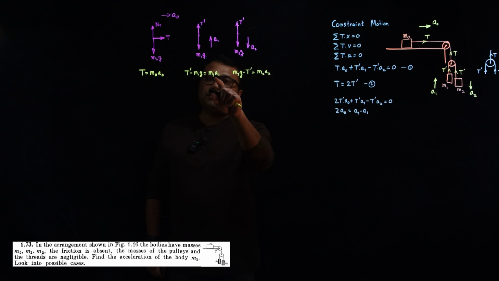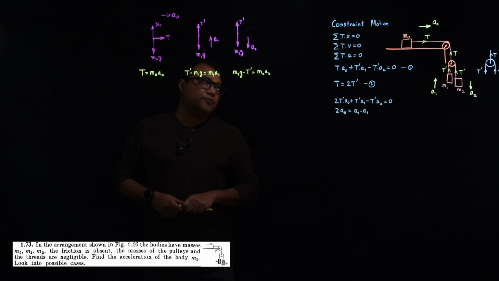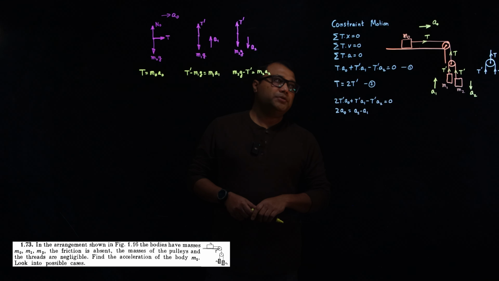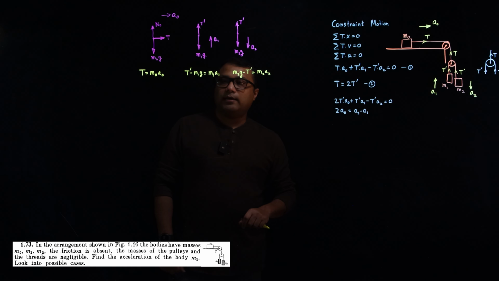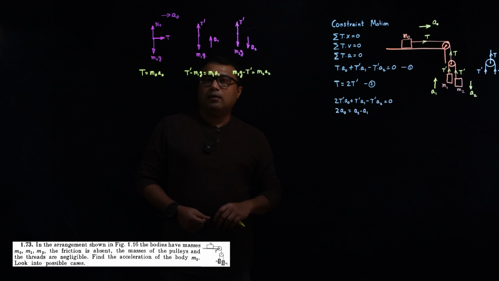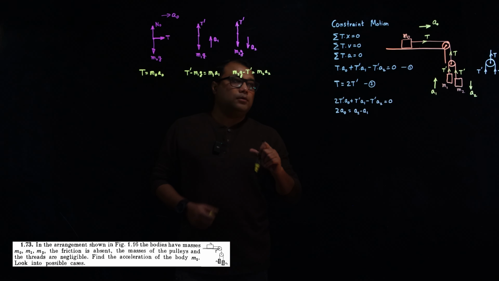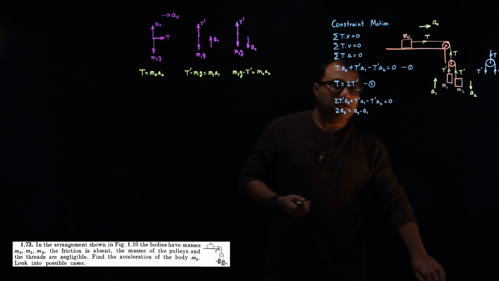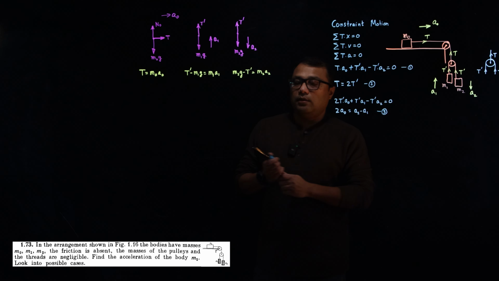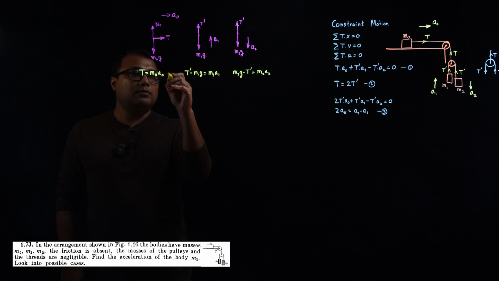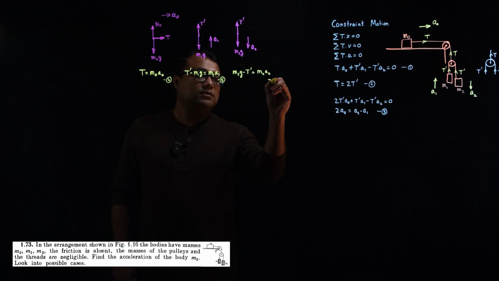Now our goal is to find the acceleration of body M1, which is A1 we will have to find. A1 we will have to find in terms of M1, M2, M0 and G. So these tension forces, let's see if we can get rid of these tension forces. Let's write this equation as equation 3, and this one we will say is equation 4, 5 and 6.